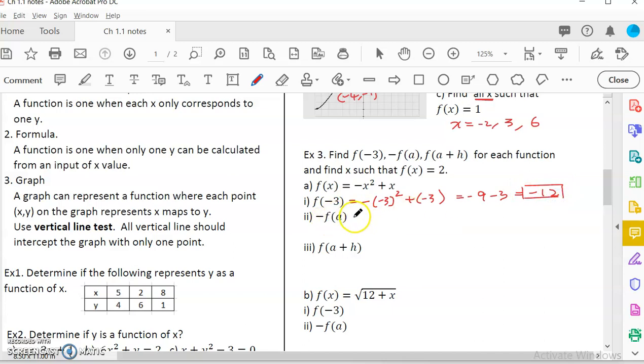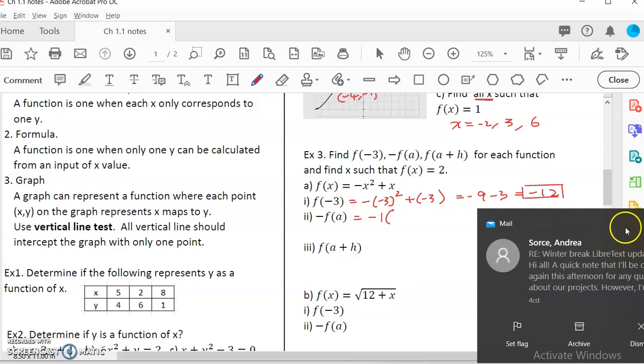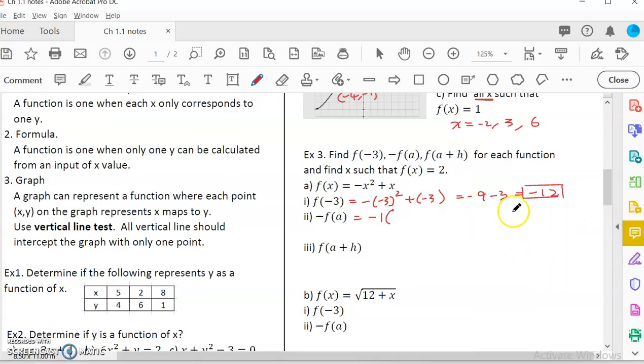Negative of f of a. The negative is outside of the function, so I'll just put a negative 1, then I'm going to do f of a. That means whenever I see x, I just plug in a. So negative a squared plus a, right? The negative is outside, so I would put it in here. Now distribute it, so it becomes a squared minus a. Okay, so you can plug in a variable.